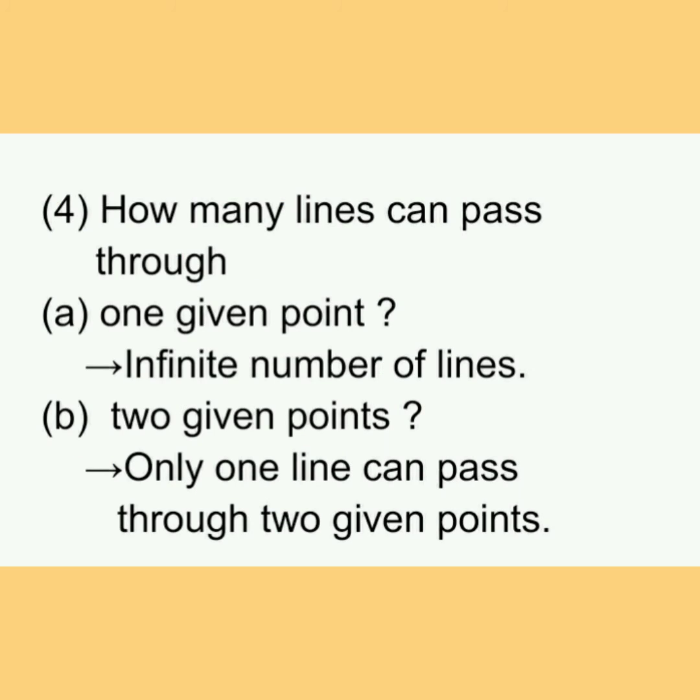Now coming to question 4, how many lines can pass through one given point? As we have seen in intersecting lines, one common point is there and we can draw many lines. Like you have seen the Ashoka Chakra in the middle of the Indian flag, many lines pass through the center. Now for 2 given points, passing through 2 given points we can draw only one line.